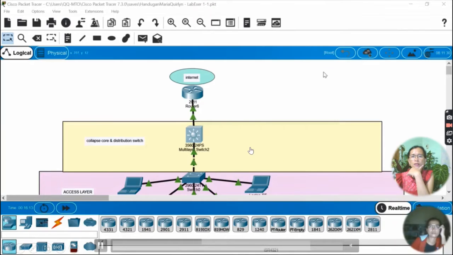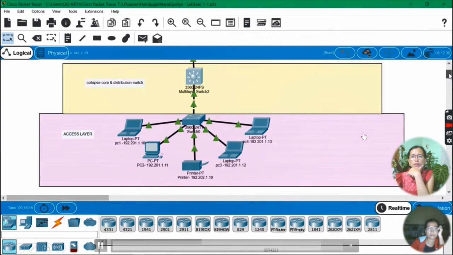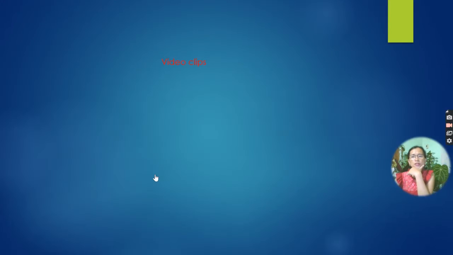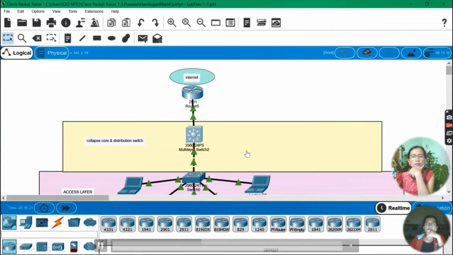So we are configuring the routers for the networking. This is the result of the networking configuration.